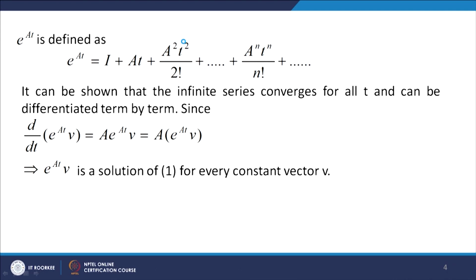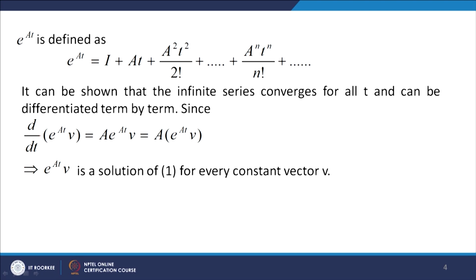e to the power At, where A is an n×n matrix, is defined as I plus At plus A squared t squared by 2 factorial and so on, A to the power n, t to the power n by n factorial and so on, where I is an identity matrix of the same order as A, that is, I is the identity matrix of order n. Now, it can be shown that the infinite series which is giving e to the power At converges for all t and can be differentiated term by term.